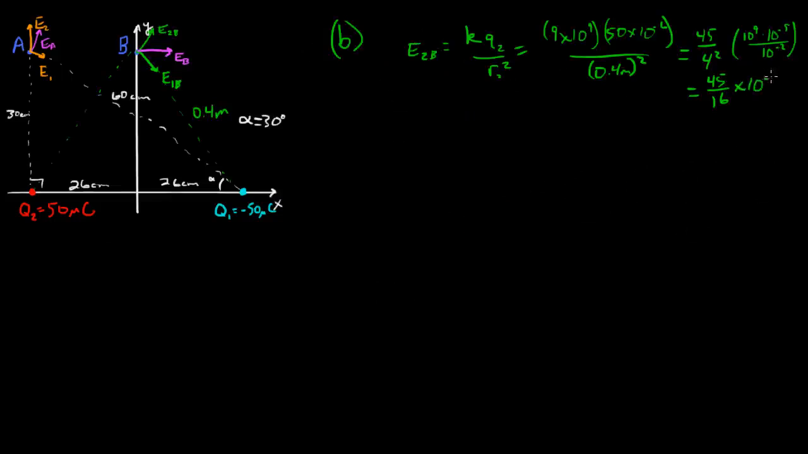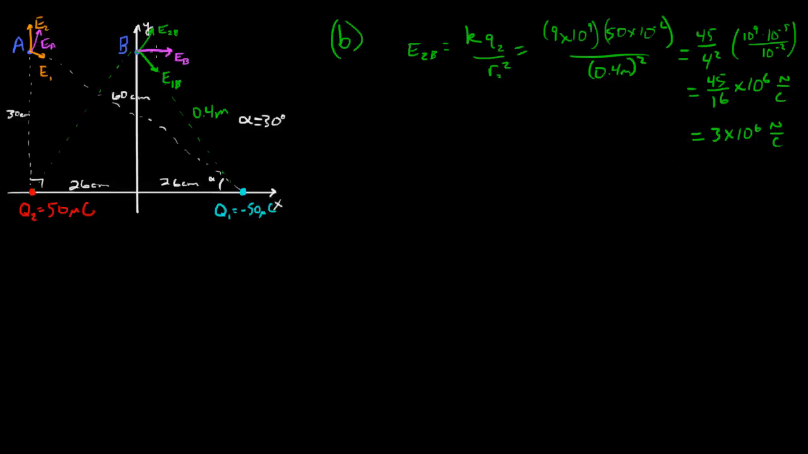Okay, this one's not quite as easy. This is almost 15. So we're going to call this 9 times 5, and this 3 times 5. So 9 divided by 3 is 3. It's not quite exact, but it's close. Times 10 to the 6th newtons per coulomb. The book actually has it, it's 2.8, but I say close enough. All right, and now we're going to need to add E2b to E1b, which points in this direction.